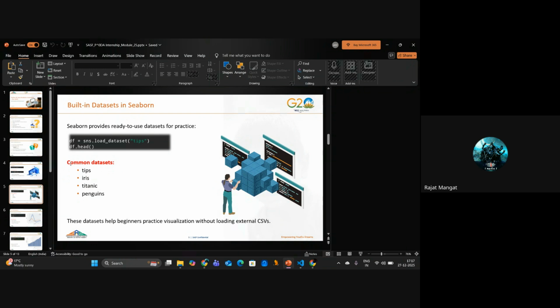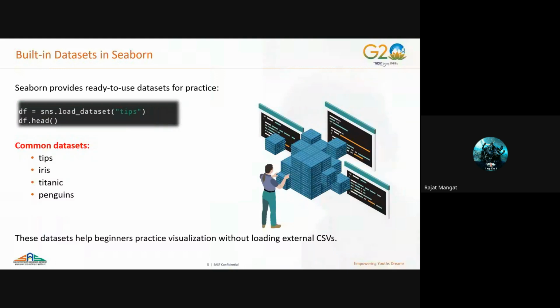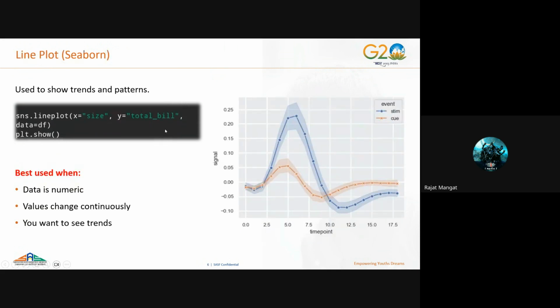Okay, let's move to the PPT. So we have completed our steps till here. Now let's move to the next slide. The next slide shows us how to plot what we call a line plot. It is used to show trends and patterns over time, or it can be done at different times. It is best used when data is numeric or values change continuously, and you want to see trends over time, that I was telling you earlier. Over time, how trends are changing.